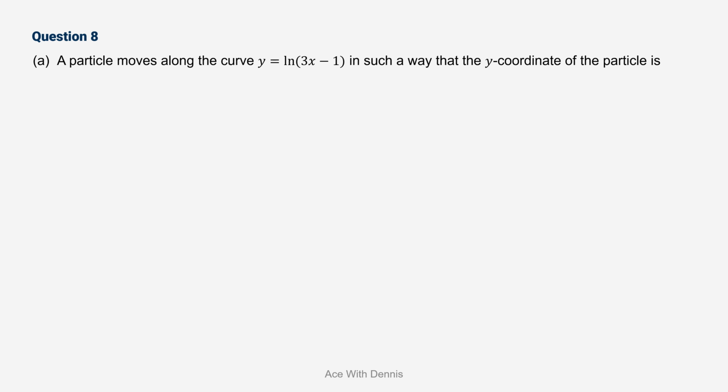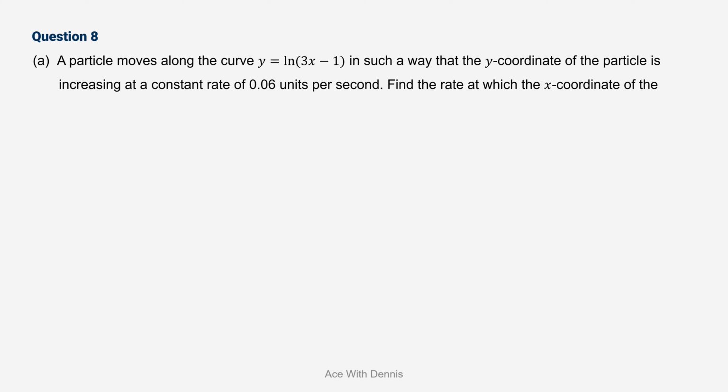Question 8. A. A particle moves along the curve y equals ln(3x minus 1) in such a way that the y-coordinate of the particle is increasing at a constant rate of 0.06 units per second. Find the rate at which the x-coordinate of the particle is increasing at the instant when x equals 7, 3 marks. So to answer this question, we need to find the equation for the rate of change of the x-coordinate, which is dx over dt.